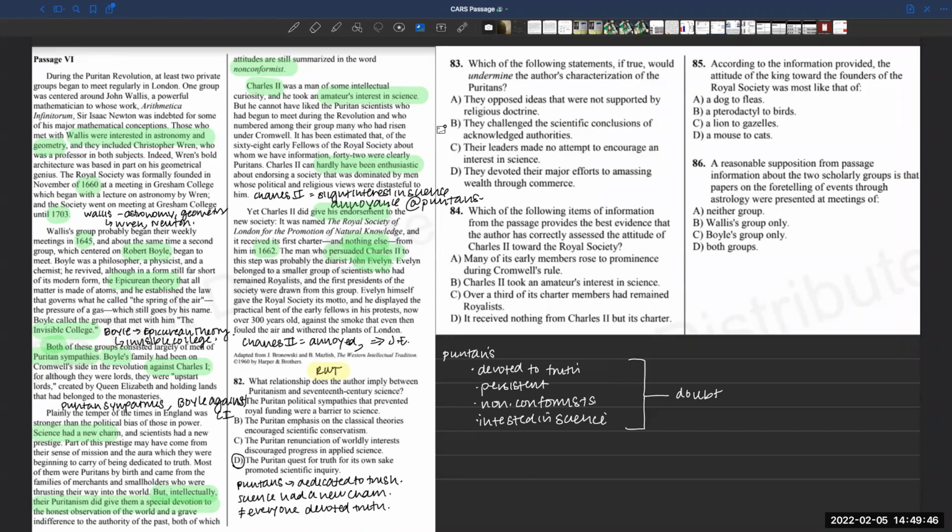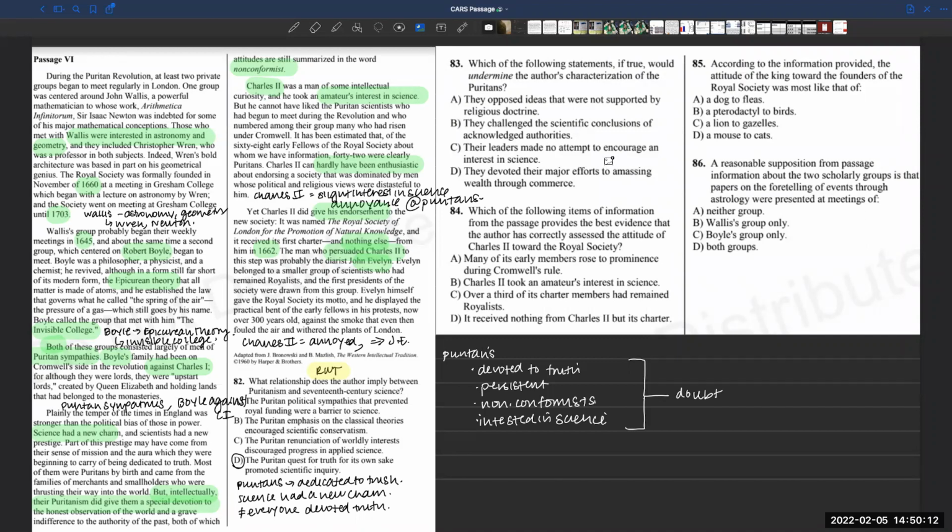B, they challenge the scientific conclusions of acknowledged authorities. Would that undermine or support what the author had said? It would support, right? Because when would a Puritan challenge the scientific conclusions of an acknowledged authority? When would they actually do that? They would do it if something was false, right? If something wasn't true. So this would support.